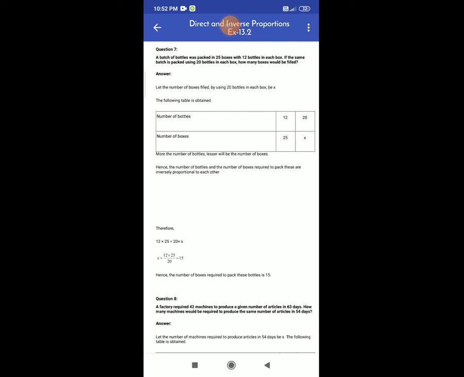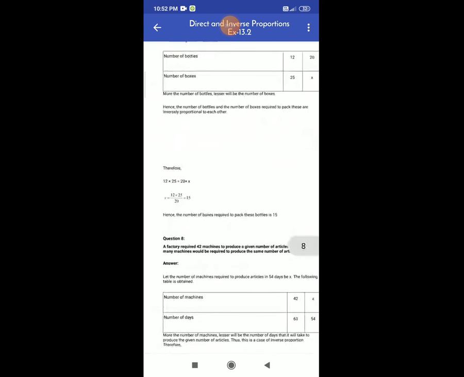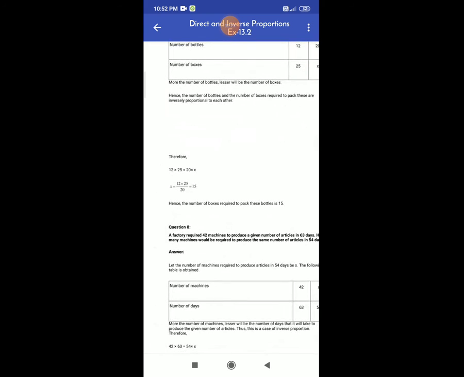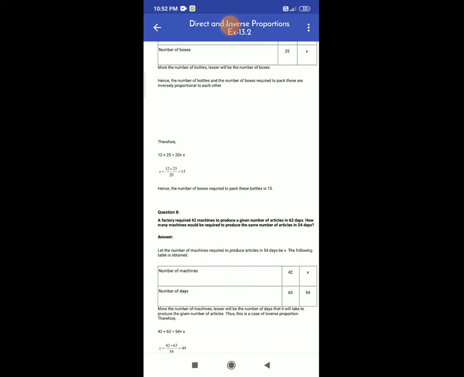Number of bottles 12 and 20 respectively. Number of boxes 25 and x. More the number of bottles, lesser will be the number of boxes. Hence the number of bottles and the number of boxes required to pack these are inversely proportional to each other. And therefore 12 multiply 25 is equal to 20 multiply x. Therefore x is equal to 12 multiply 25 by 20 equal to 15. Hence the number of boxes required to pack these bottles is 15.